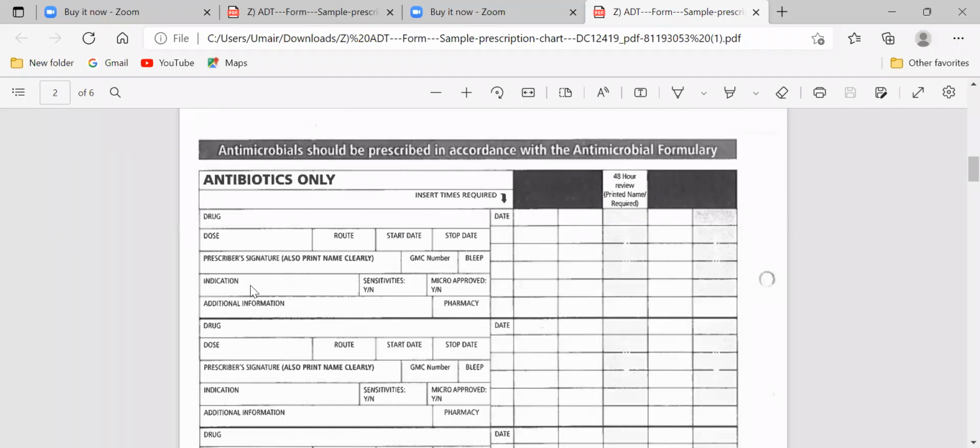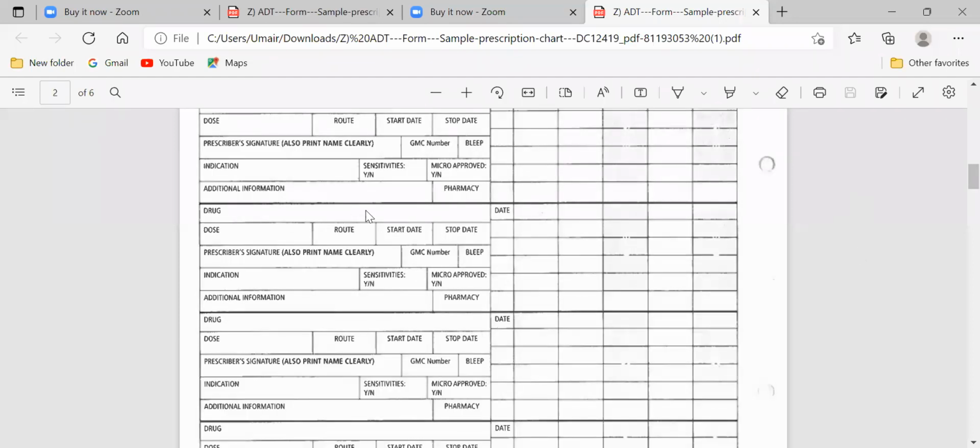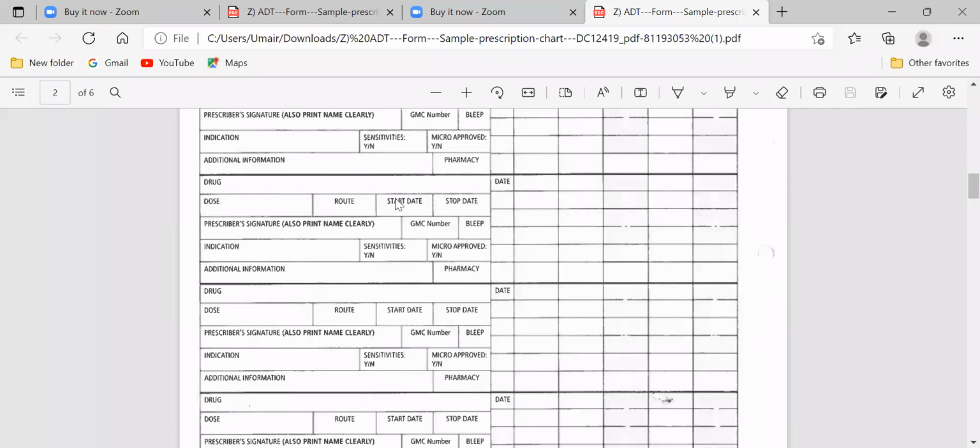Indication will be MRSA wound infection, right? Your name, your signature, additional information if you want to write anything according to your task. So you have to repeat once again. Vancomycin, 1 gram dose, IV route, start date and stop date the same. Your name and signature and indication MRSA wound infection, right? Additional information you can write over here.